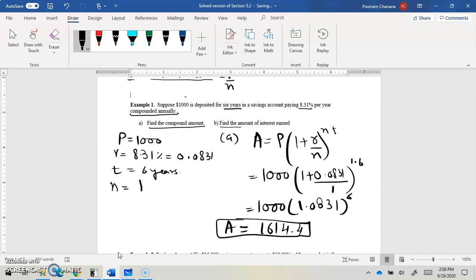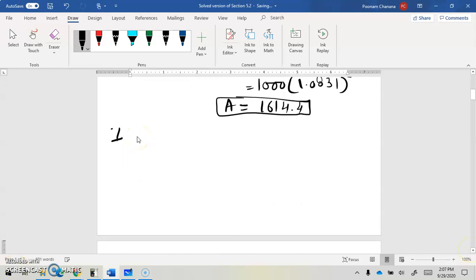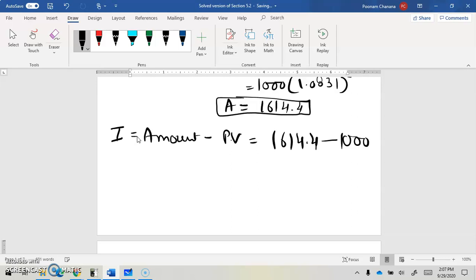Now they are asking to find the amount of interest earned. How much will the interest be? Interest is your compound amount minus your principal, the present value. So the amount is this much at the end of 6 years minus the original amount of $1,000. So total interest earned is $614 approximately, right?